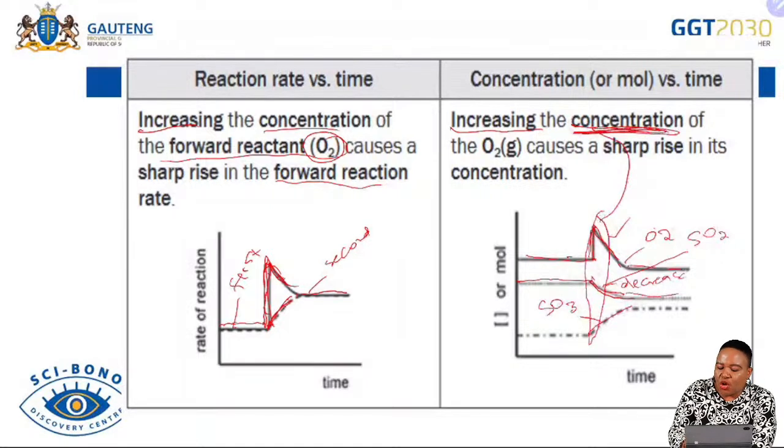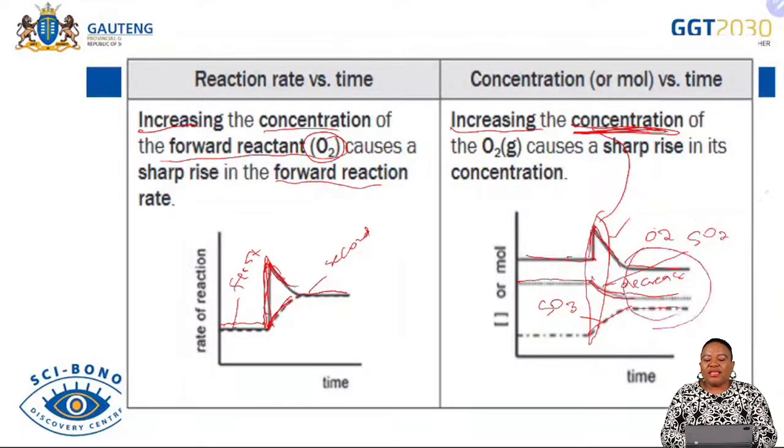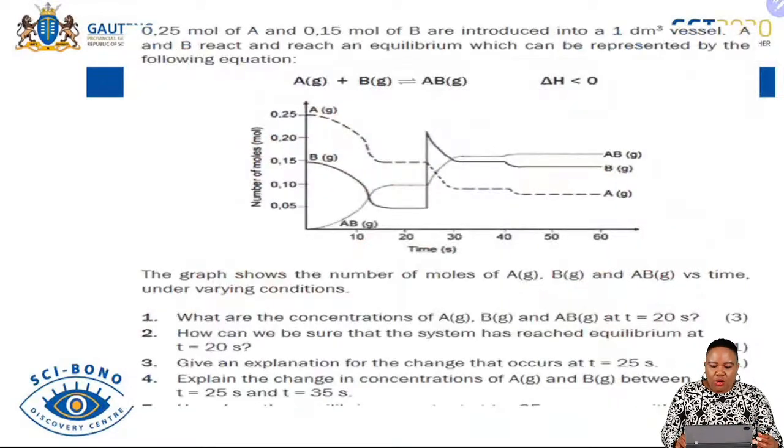And then after that, a new equilibrium will be established, whereby the concentration of our reactants or our product remain constant again. So let's look at this activity in terms of what we have just explained in terms of the changes at equilibrium. So you can see we have A, B, and C. And then we are given the number of moles of A, B, and C in this vessel. So you can see that as the reaction starts here, because maybe it's from another equilibrium, you can see there's a slight decrease, and slight increase of what? Of AB as our product.